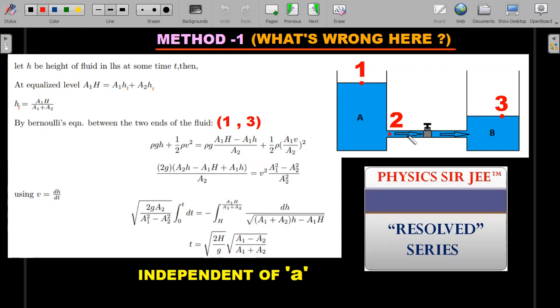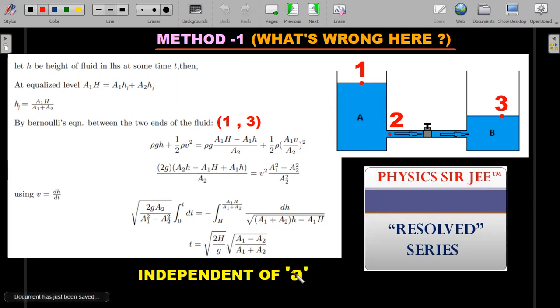Small a is the area of this valve, and commonsensically speaking, you should realize that if this valve was thicker, then the time duration should be shorter. Okay, so we expect the time duration to be dependent on the valve's cross-sectional area, which never featured in this. Why didn't it feature? Because we used Bernoulli's equation between 1 and 3 and continuity equation between 1 and 3. We never required the parameter of small a. Okay, so that is what this method 1 solution does. It gives us a result independent of a, and there should be something wrong about that.